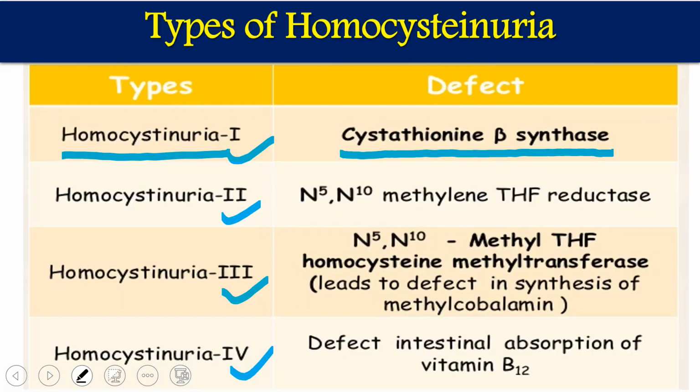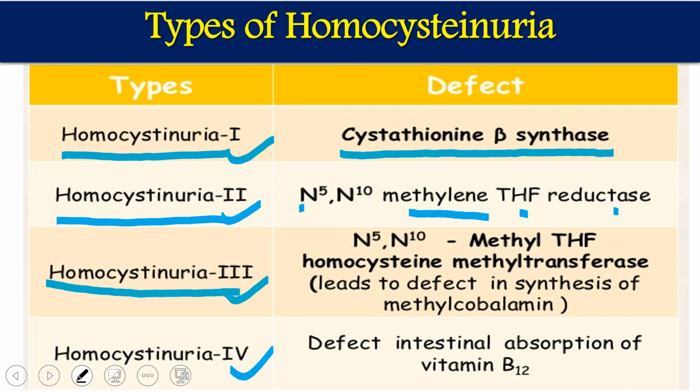Then there are certain other defects, like N5,N10 methylene tetrahydrofolate reductase, that is going to lead to homocystinuria type 2. Then N5 methyl tetrahydrofolate homocysteine methyltransferase, here it is going to cause type 3 homocystinuria. And defects in intestinal absorption of vitamin B12 is going to cause type 4 homocystinuria. Other than these four types, there are a number of other reasons which ultimately lead to homocystinuria.